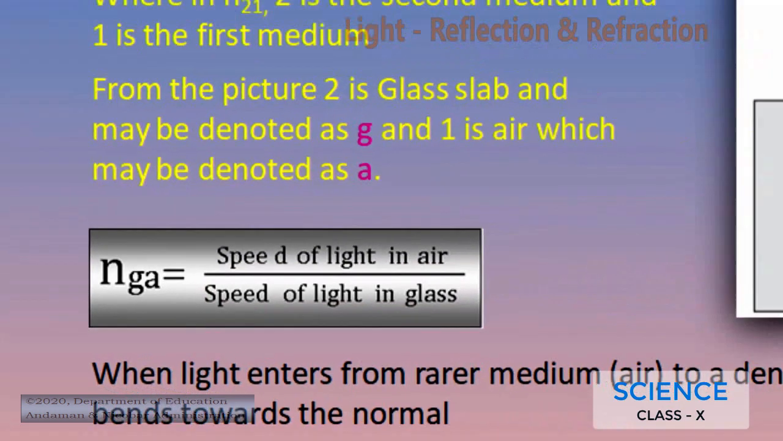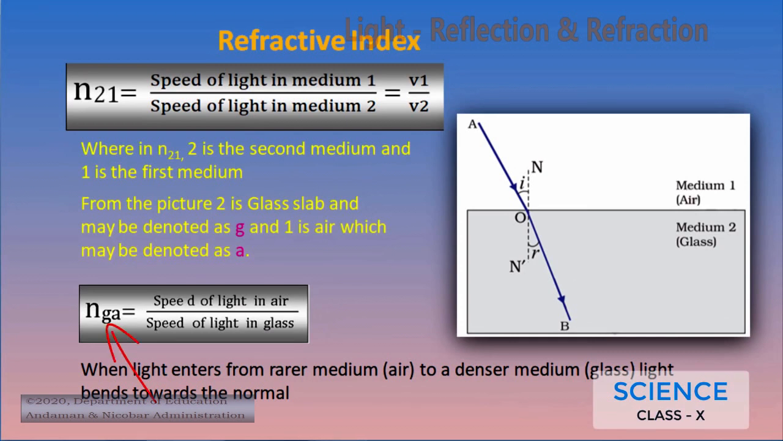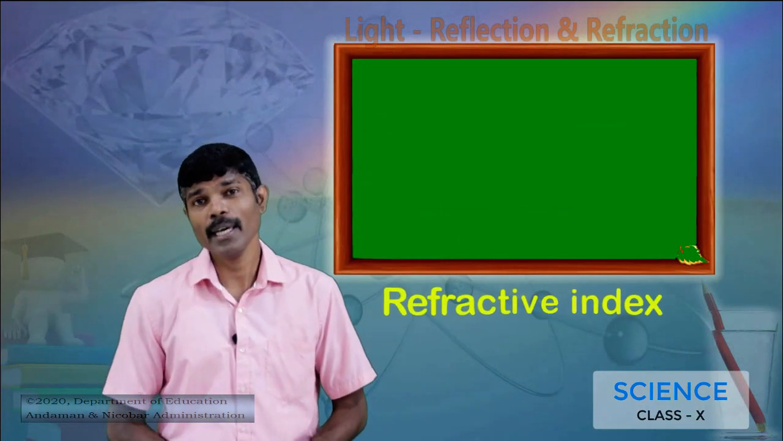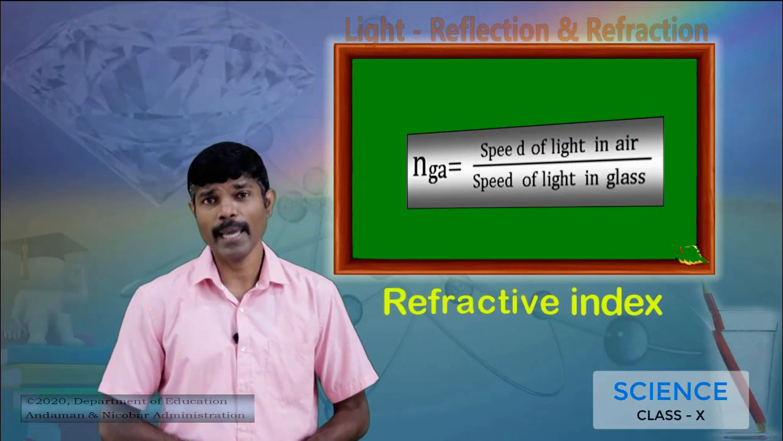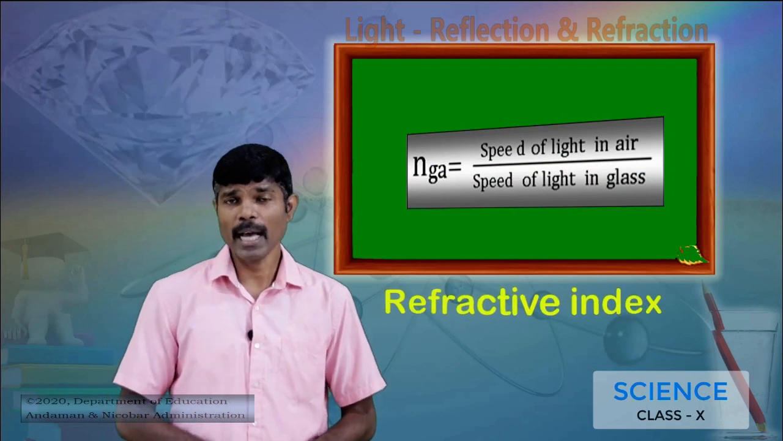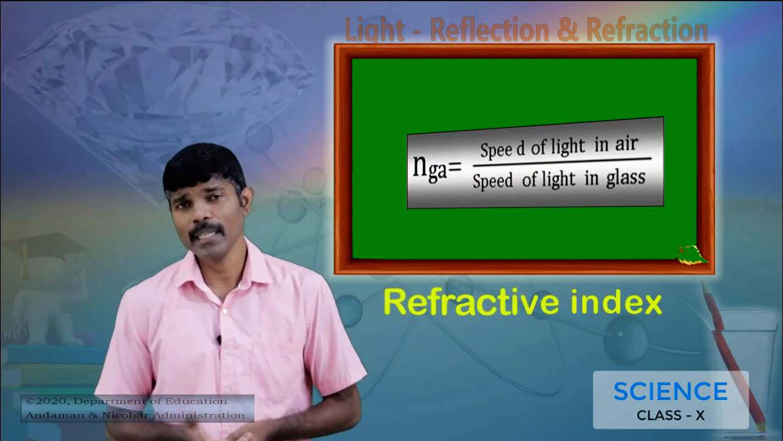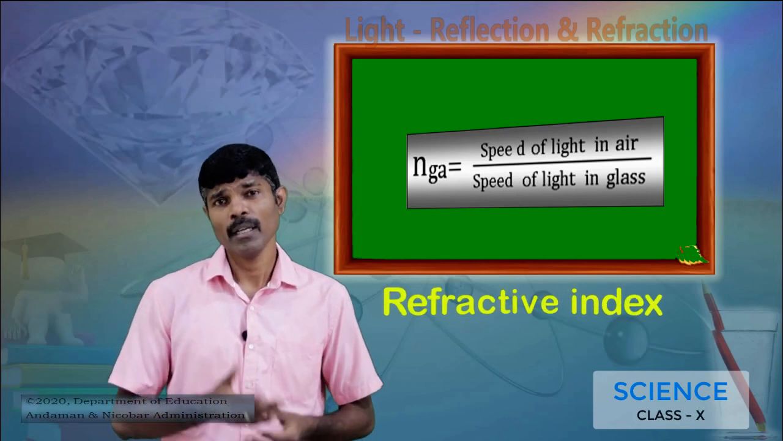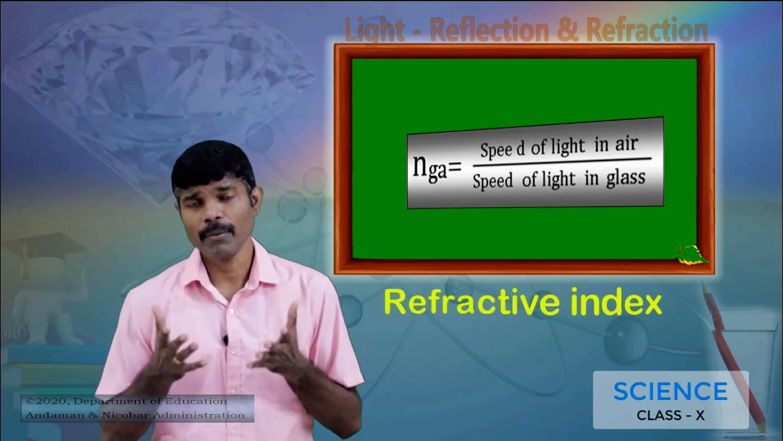See here NGA, G is the medium for which we need to find the refractive index. The medium for which refractive index need to be calculated should come under the denominator, and speed of light in another medium from where it gets entered is written in the numerator. So we can say that NGA is equal to the speed of light in air divided by the speed of light in glass. So by knowing the speed of light in air and speed of light in the glass, we can find the refractive index.